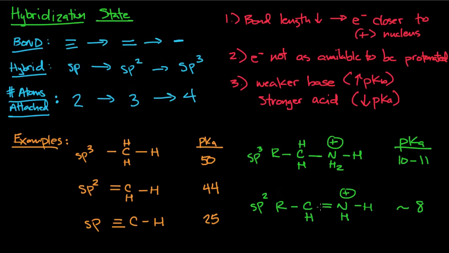The reason why is these electrons, as you go from a single to double bond, are not as readily available to go get protonated. Weaker base, stronger acid. That's why we see this trend involving pKa's.